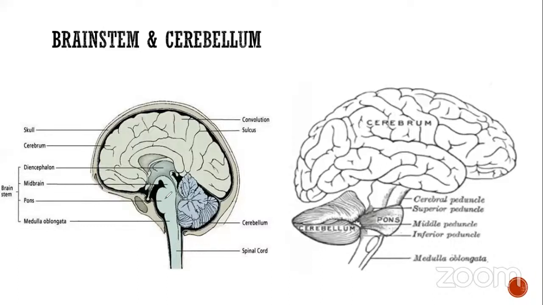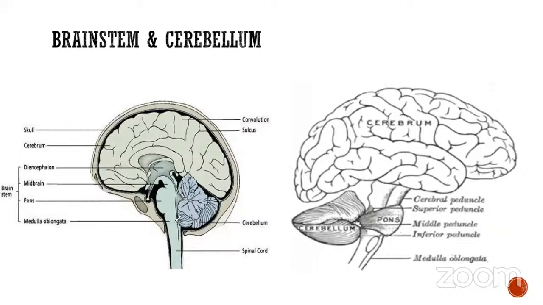Pons is the middle part of the brainstem, and it lies between the basilar part of the occipital bone anteriorly and the cavity of the fourth ventricle posteriorly. The fifth, sixth, seventh, and eighth cranial nerves arise from it.